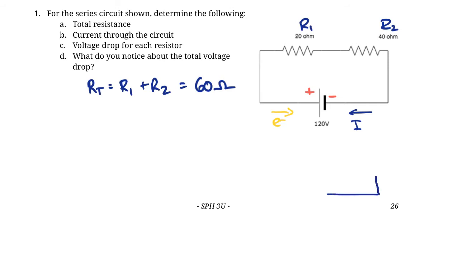it's equivalent to a circuit, and let me draw this same battery here. It's equivalent to a circuit with a 120 volt battery and a 60 ohm resistor. These two circuits are essentially equal in terms of the flow of electrons through the circuit. It's just as easy for it to go through a 60 ohm resistor as a 20 ohm and a 40 ohm resistor. So now that we know the total resistance through the circuit, we can do the same process we did in the previous one, right?